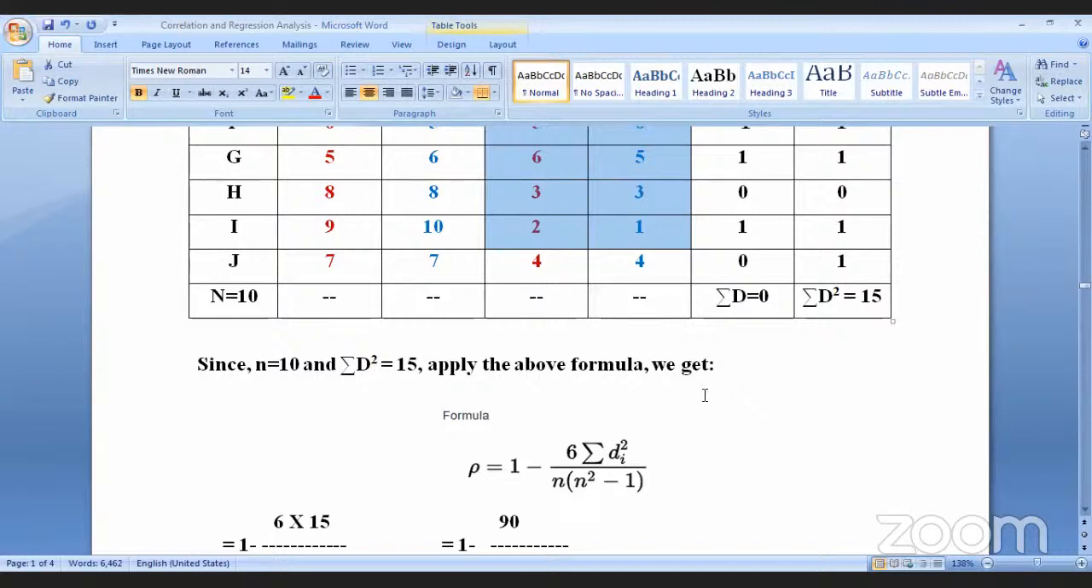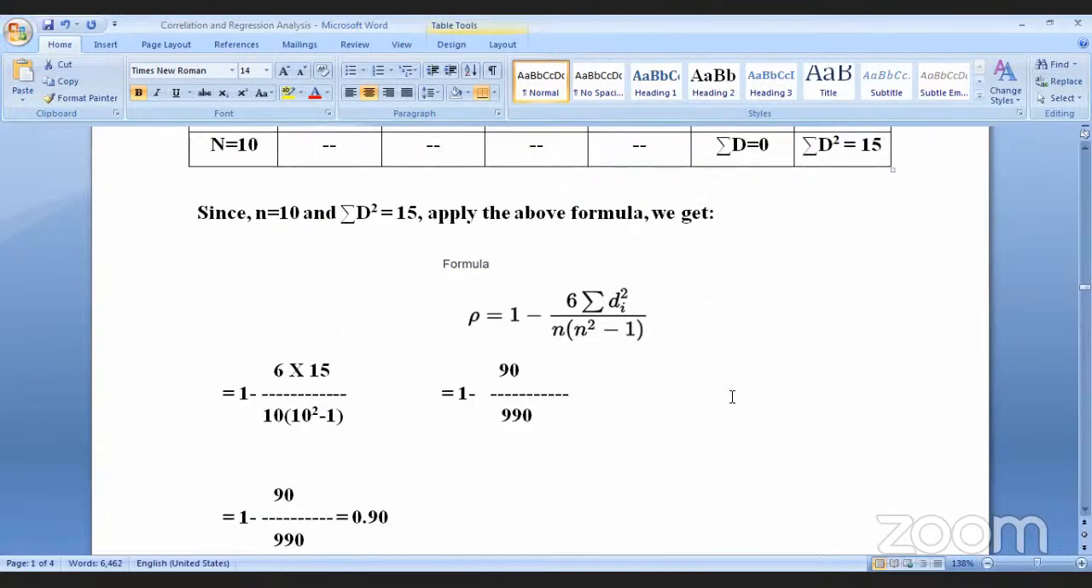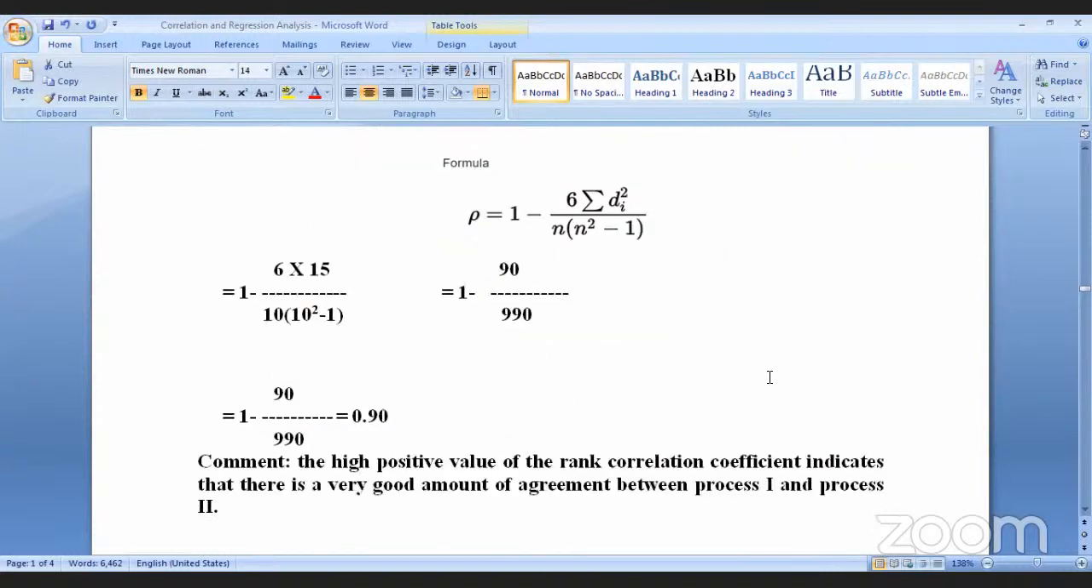Apply the above into the formula: 1 minus 6 sigma d squared divided by n into n squared minus 1. Finally we got the value 0.90. The high positive value of the rank correlation coefficient indicates that there is a very good amount of agreement between process 1 and process 2. So in this way, we are going to do rank correlation.